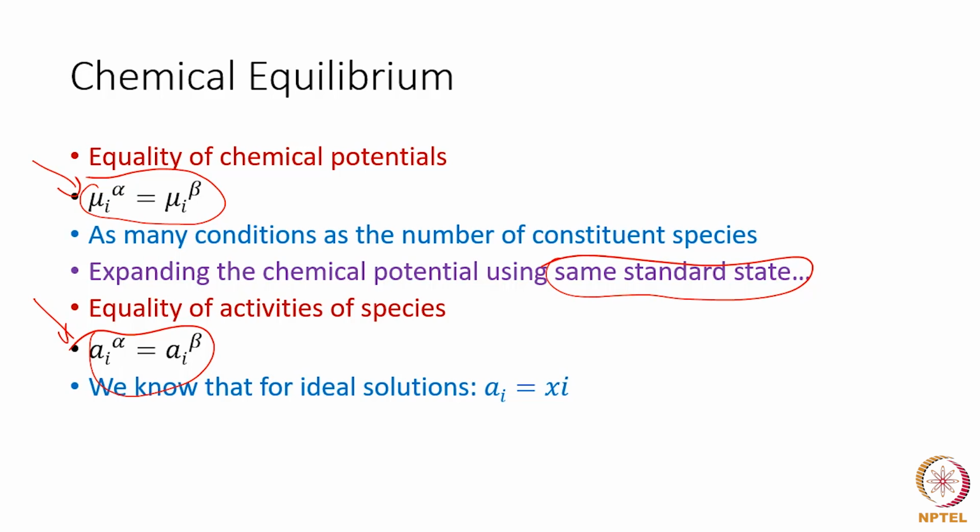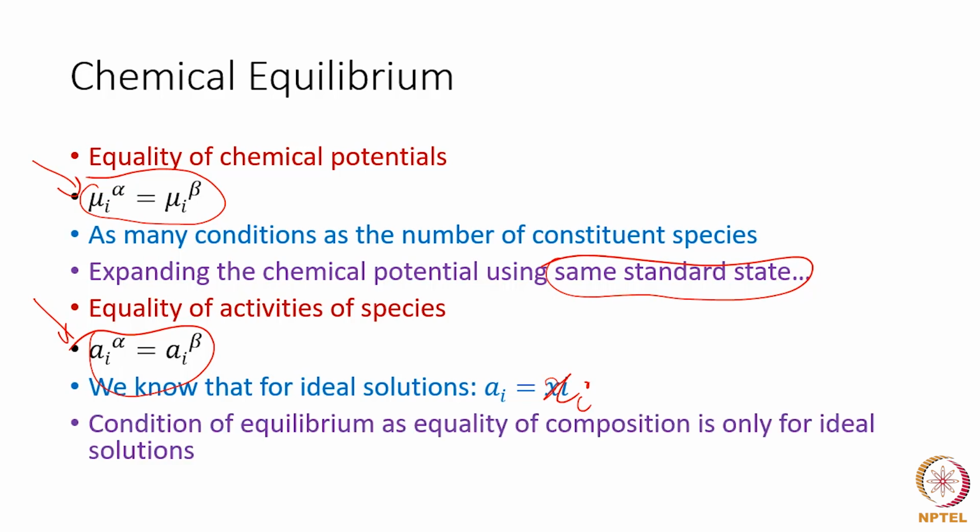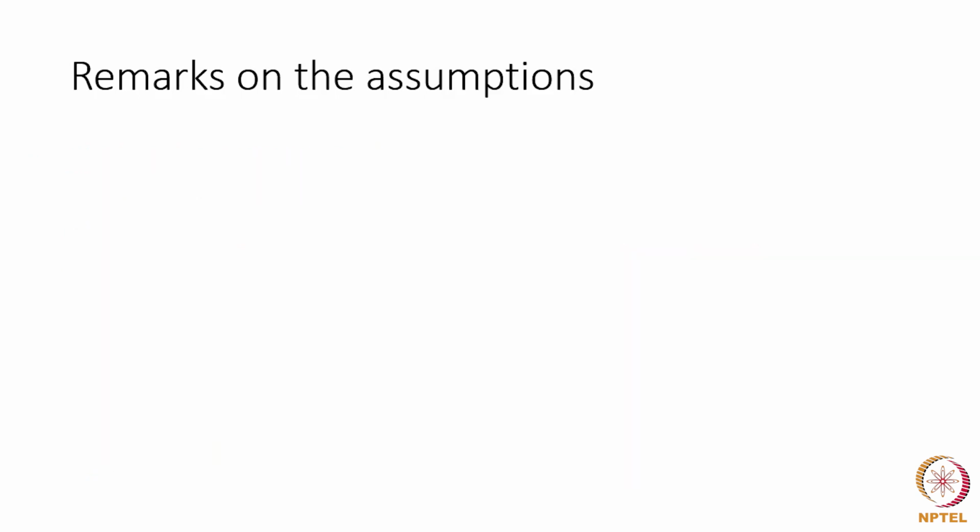So here I have a small correction. Activity is nothing but the atom fraction of the species i itself, and therefore we can actually write the condition of equilibrium as equality of composition, but of course that's only meant for ideal solutions. So this is where the difference actually comes. For regular solutions and for solutions which have significant deviation from ideal behavior, we see that the condition of equilibrium could be a little different.